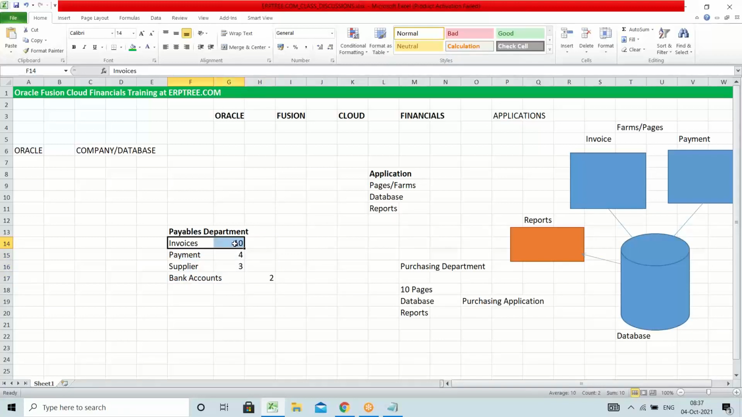Say for your client, whether 10 types of invoices are required or only 4 types. For your client, 4 types of payments they want to process, or only 2 types. For our client, only 1 type of supplier they need, or 2 or 3 types. Whether they need 2 types of bank accounts or more than that. This and all we have to understand. Accordingly, we have to set up that application, which we call configuration.